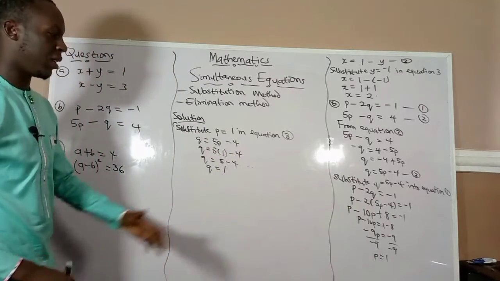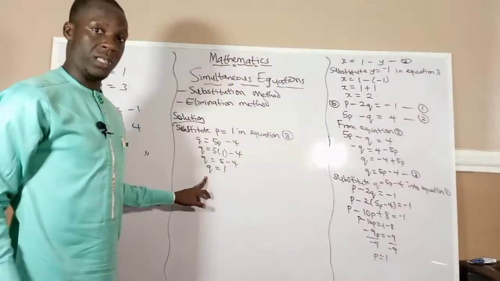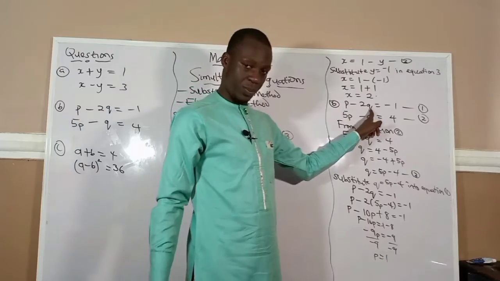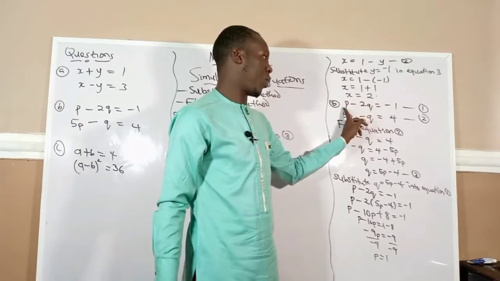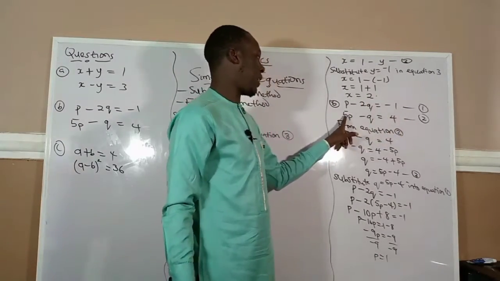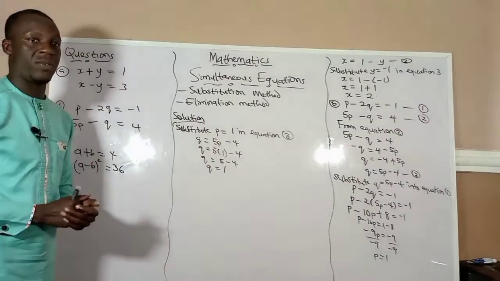So with that being said, you can see that our p is 1 and q is also 1. So let's check. 1 minus 2, because 2 times 1 is 2. So 1 minus 2 will give you minus 1. And then 5 times 1, 5 minus 1 will give us 4. And with that, we've checked. We've seen that our answer is actually very correct.